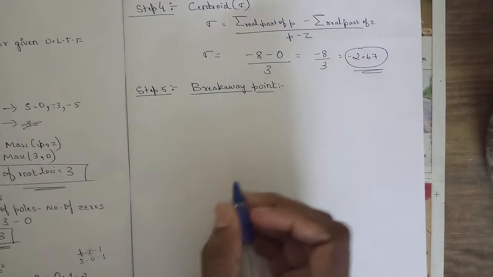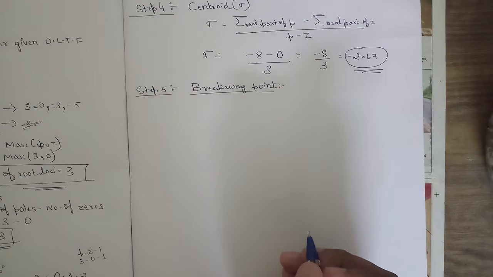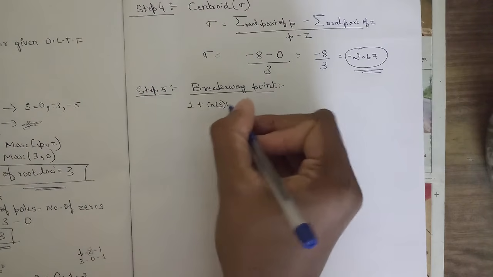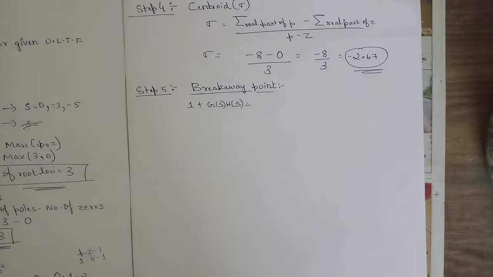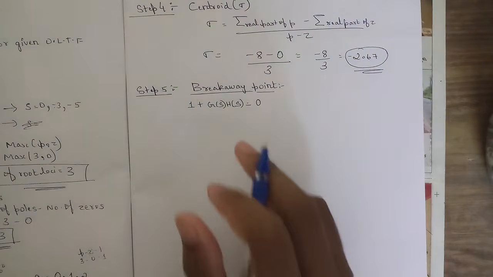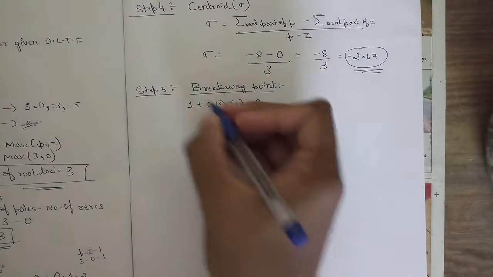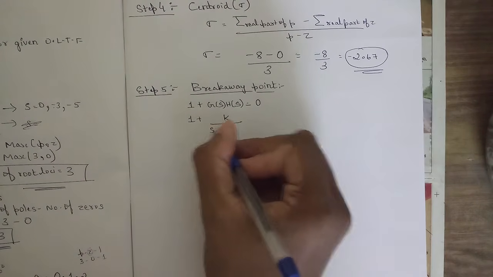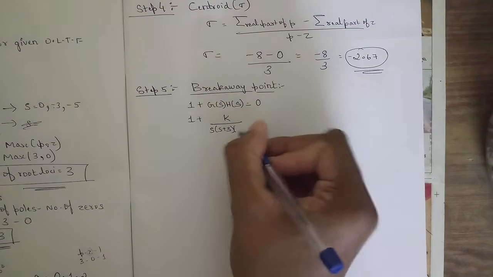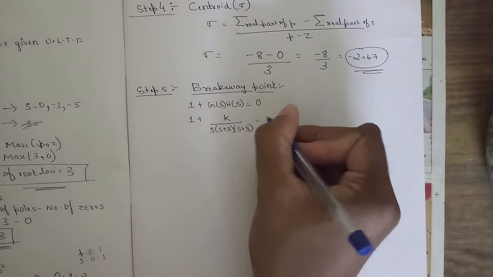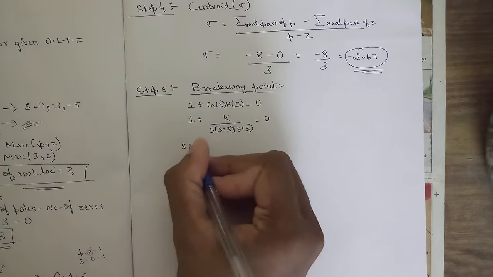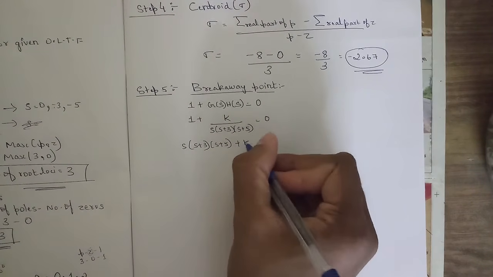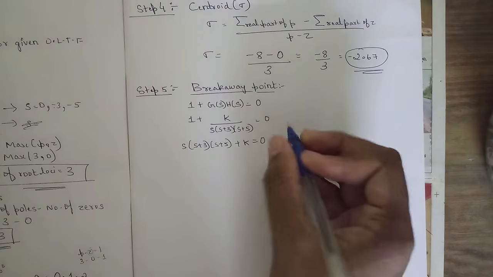The next step is the breakaway point. For that we need to calculate the characteristic equation by computing 1 plus G(s) H(s) equal to 0. This is the first step for determining the breakaway point. That is 1 plus, substituting the value of G(s) H(s) from the question, k divided by s into (s plus 3) into (s plus 5) equal to 0. Take the LCM, that is s into (s plus 3) into (s plus 5) plus k equal to 0.